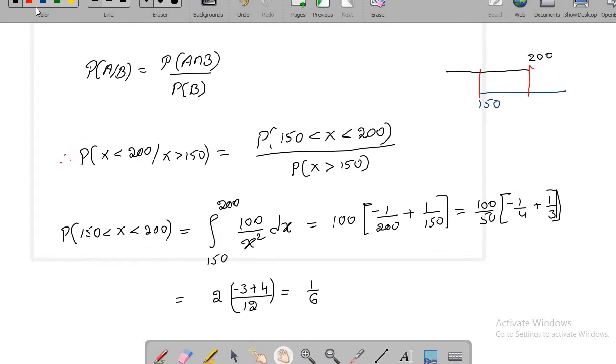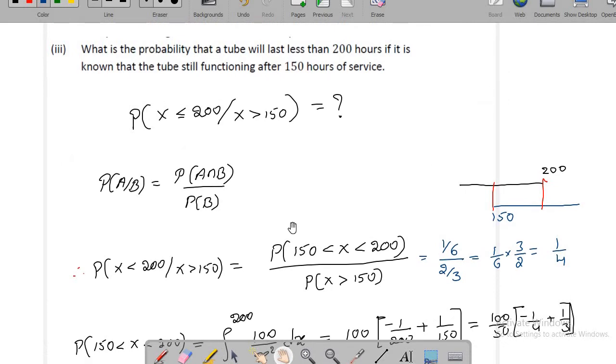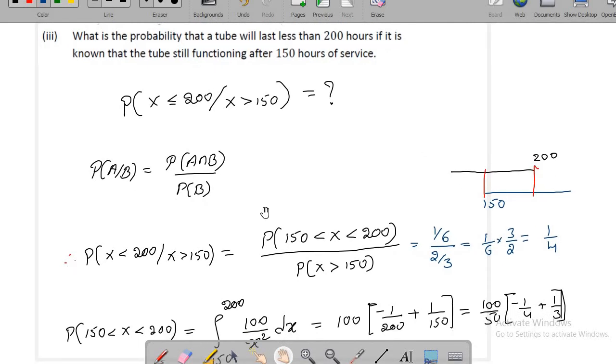Okay. So now we can answer it. So the numerator is 1/6 and the denominator is 2/3. So this is equal to 1/6 into 3 by 2. So that's exactly 1 by 4. So this is the probability that the tube works less than 200 hours, given that it is working after 150 hours.